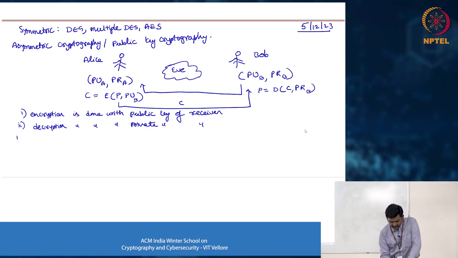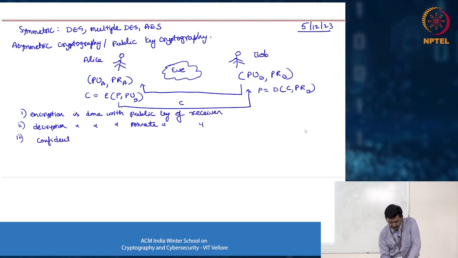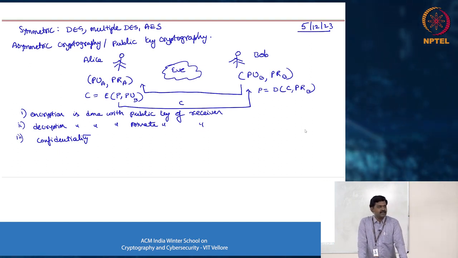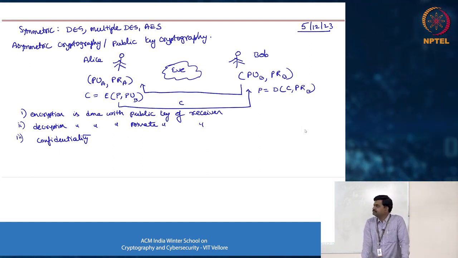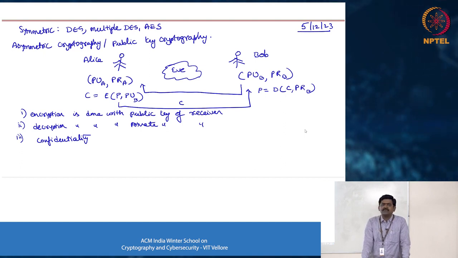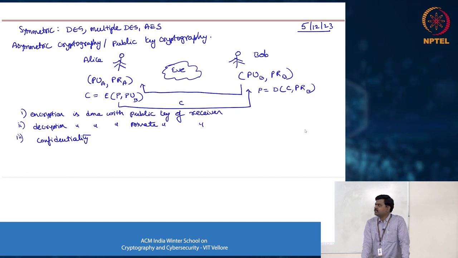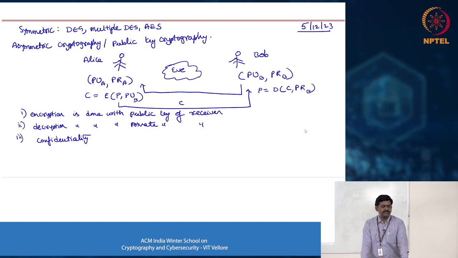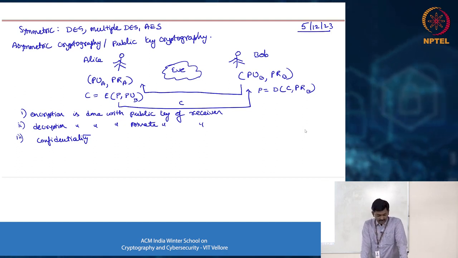Now, what is it that we are able to achieve? We could achieve confidentiality. Could we achieve confidentiality or not? Because even if Eve captures it, Eve cannot do anything, because Eve needs the private key, and the private key is known only to that particular person. And hence we are able to achieve confidentiality, right?